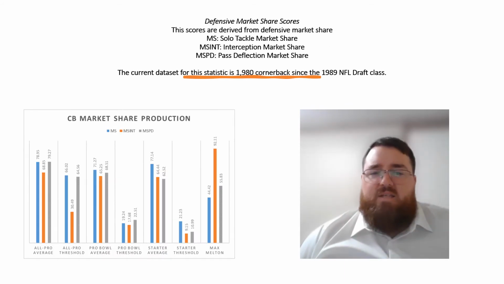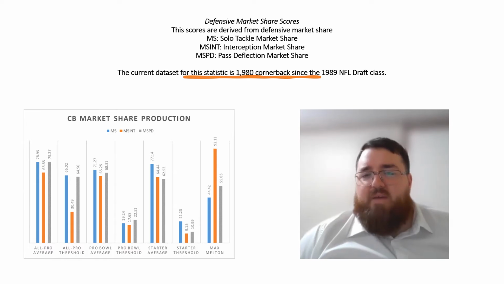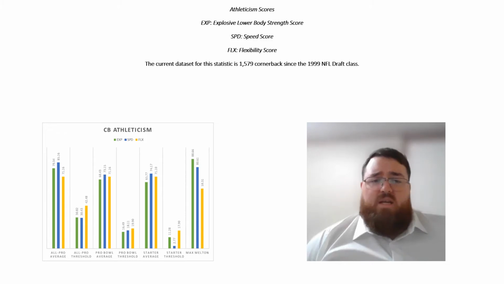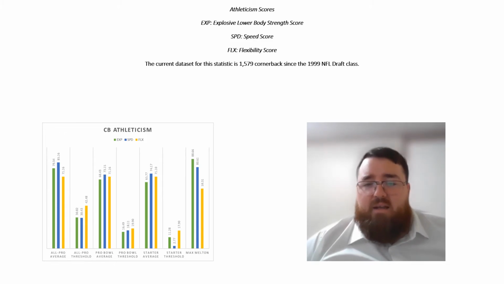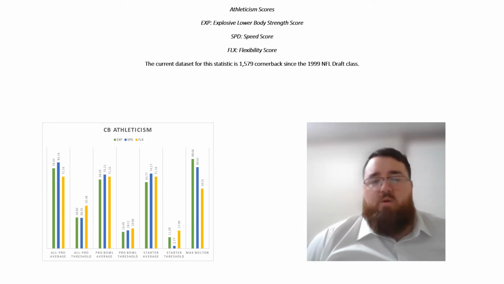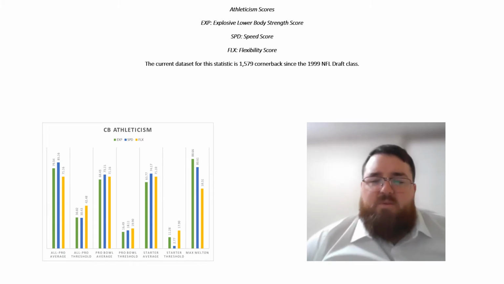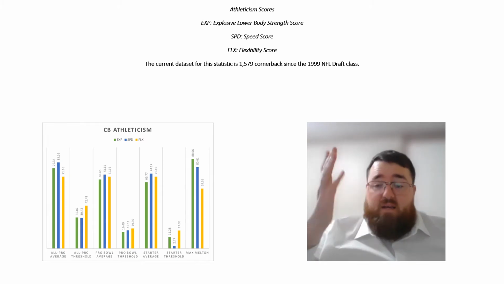Taking a look at his production traits, he had a fantastic interception score of 92 percentile, with below average solo tackle data and average pass deflection data. So he kind of was better at getting interceptions versus tackling and getting pass deflections in coverage. When you take a look at his athleticism traits, he had a really high 80 percentile explosion trait with above average speed and, I think, about 39 percentile in terms of flexibility for his size.